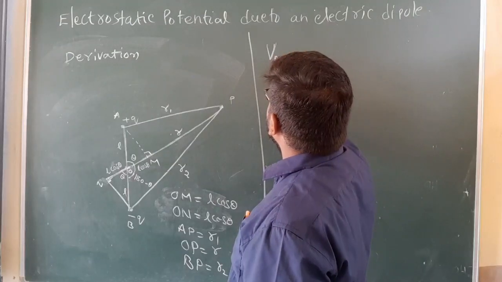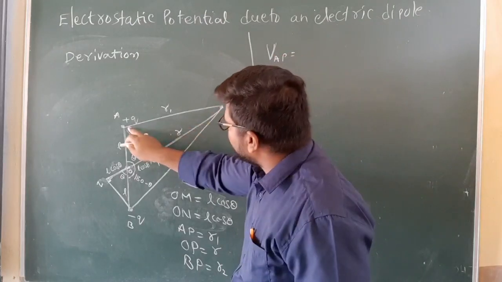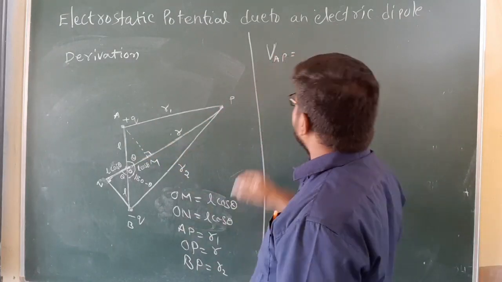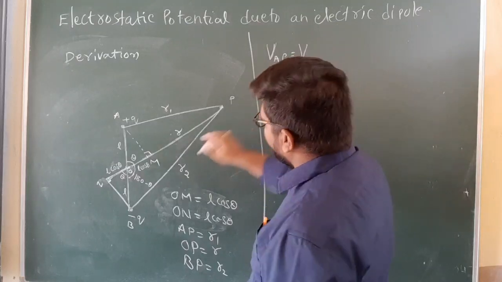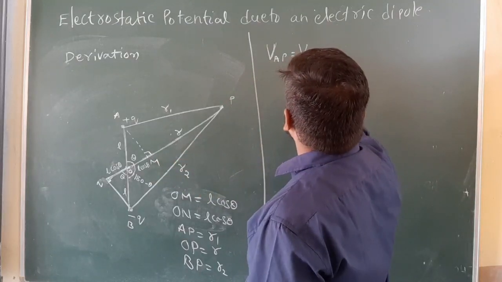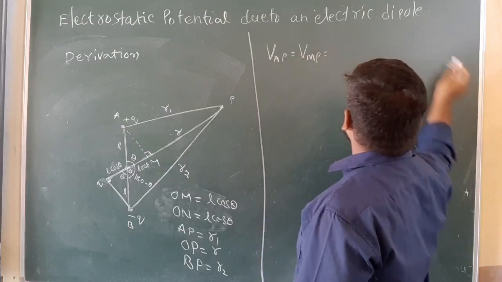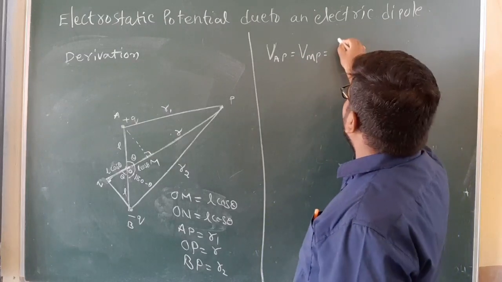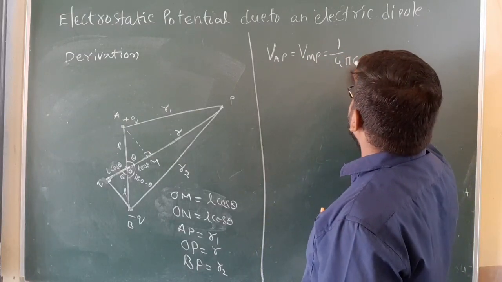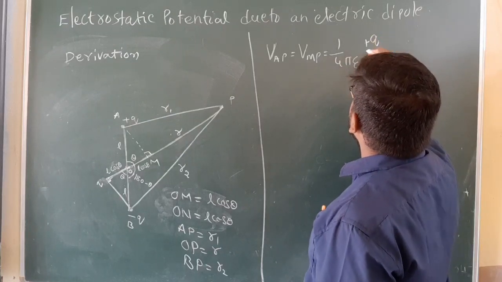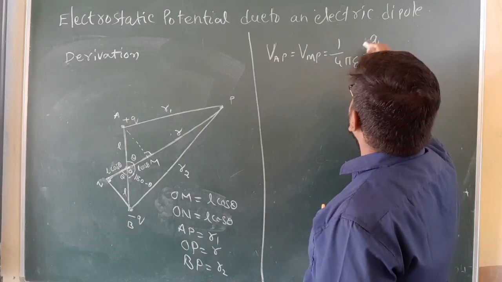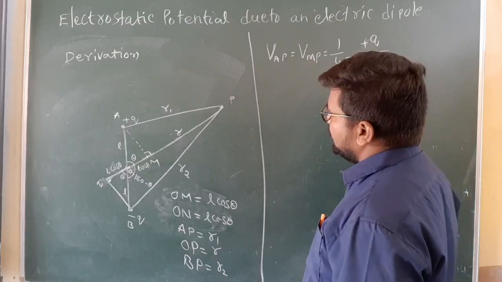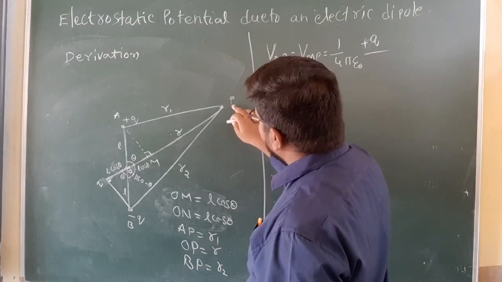VAP, electrostatic potential AP is equal to electrostatic potential MP. Okay, it's clear. Now 1 by 4 pi epsilon naught plus Q divided by PM.